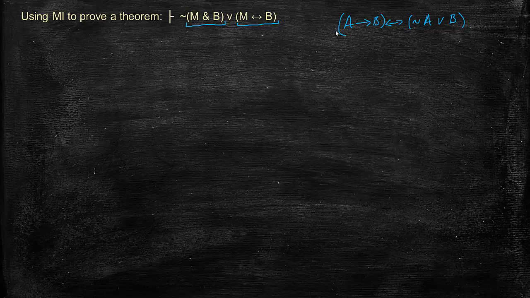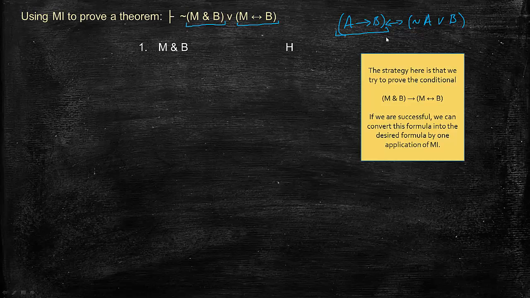So if you demonstrated if A, then B, in other words, if you demonstrated if M and B, then M if and only if B, you'd be able to convert it to this in just one step. So let's try it that way, see how it works out. So let's hypothesize M and B and try to get M if and only if B. Now it turns out that's pretty easy. I just restated our strategy there.